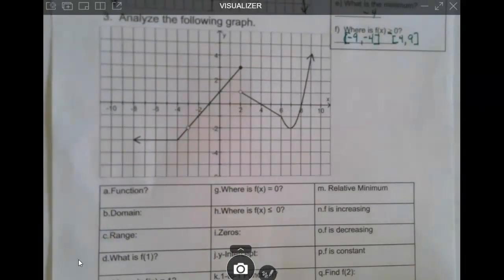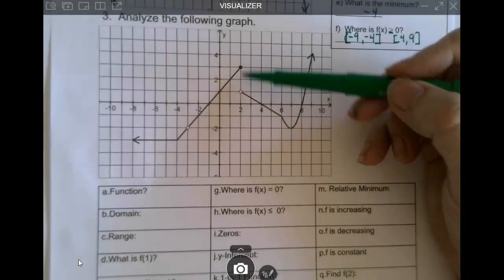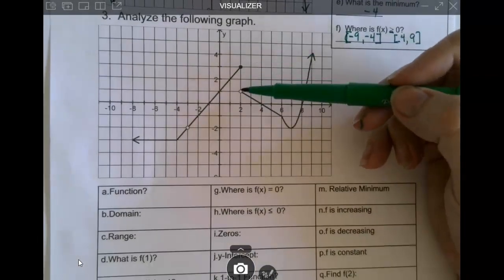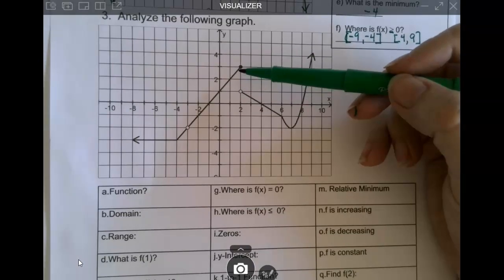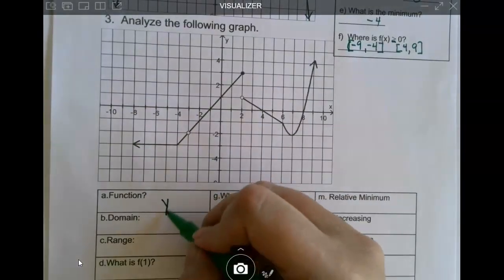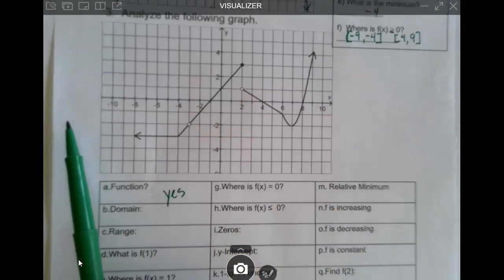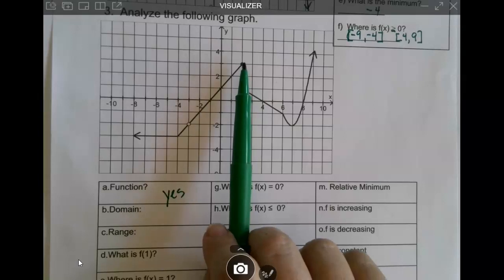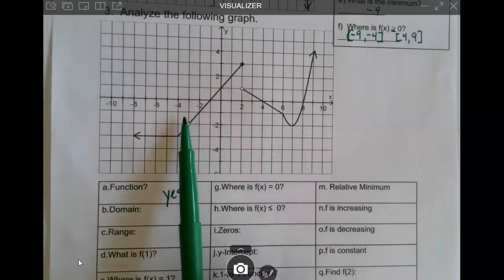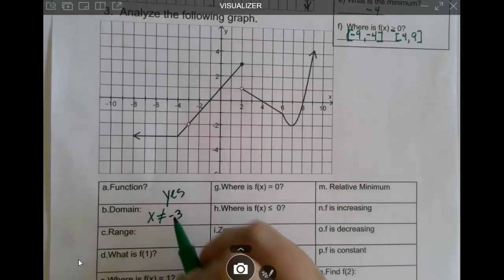Okay, so first of all, is it a function? The only place there might be a problem is right here if I do a vertical line test. But since this point is not included and that one is, it would still only touch in one place. So that's a yes. My domain would be everything. This is okay because there's a point there. The only point that's not included is this point right here at -3. So I'm just going to say x not equal to -3.